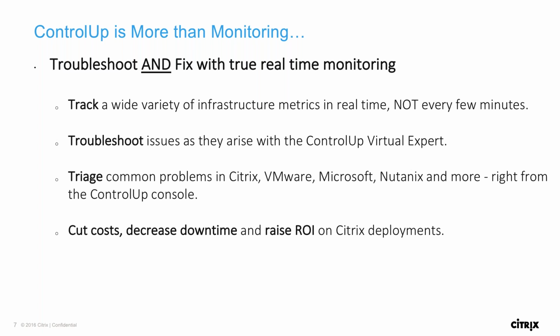ControlUp collects data for our real-time console every 3 seconds. And in my experience, that makes a big difference. If you're collecting data every 5 minutes, it's very possible you're going to miss a lot of those peaks and valleys. So that's why we collect data so frequently, so we can help you capture those peaks and valleys, because those peaks and valleys are critical to the next point, troubleshooting.